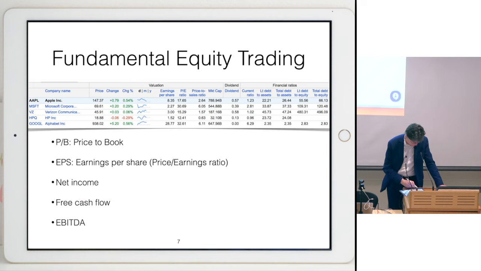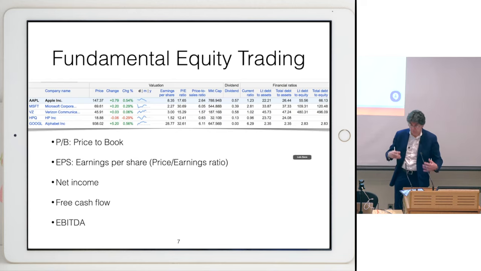Or EBITDA, earnings before income tax and depreciation of assets. It's an accounting term that is considered to be a very good description of how much free cash you have. Okay, how much money is there? So these are examples, and there's more. I'm not going to spend a lot of time on this. But these investors, that's what they look at.